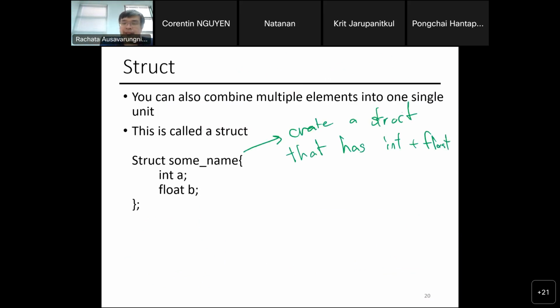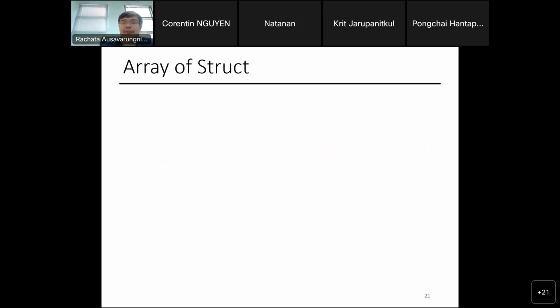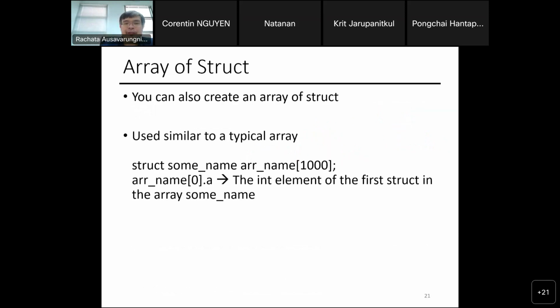and then if you want to actually use it, you can use somename.a and somename.b to get each of the elements. And you can combine the concept of an array of structs. That works, it basically acts like a typical array. Let's say you do struct somename, this is the type of struct, that has the integer and the floating point. And you can do arr_name[0].a. This would go to the first element inside this array of structs.